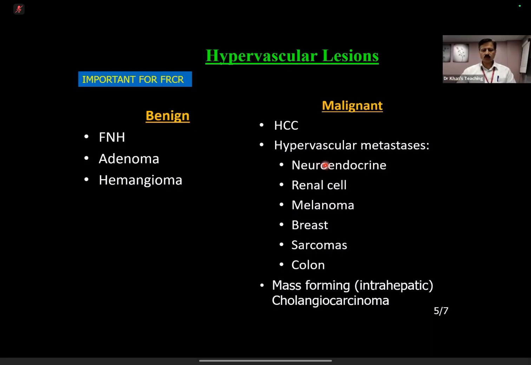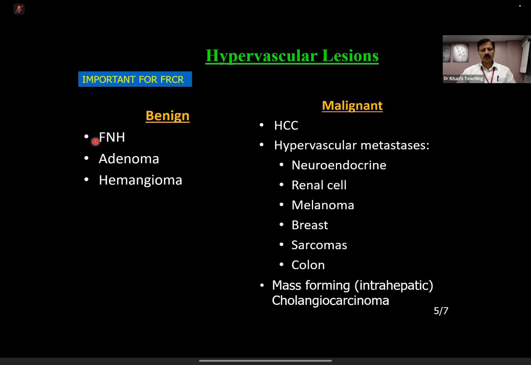So this is the list here: neuroendocrine, classical. Please remember things like carcinoid, etc. They are neuroendocrine tumors. Renal cell, melanoma, breast, sarcoma, colon. This you can add many other things also here. So this world, benign world, is very important for you to remember. You should have clear-cut concepts about it.